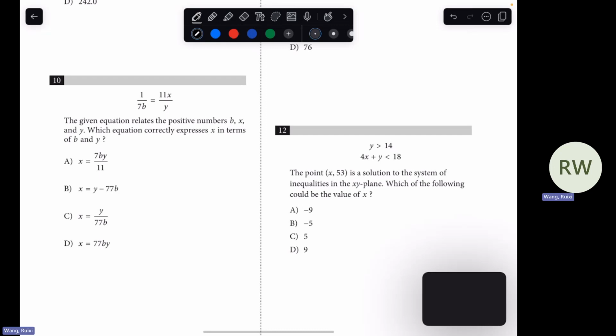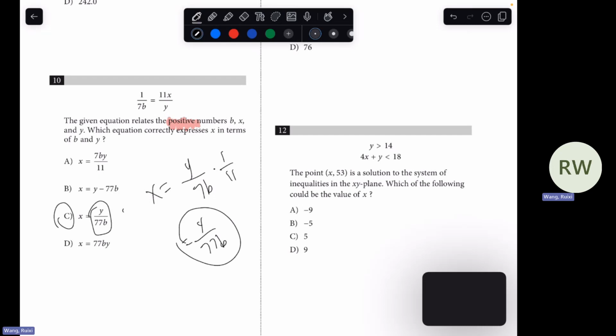The given equation relates b, x, y, and they are all positive, right? So this is important information. They're all positive numbers, which means you can correctly express x in terms of y. So because of this, you do some manipulation, moving things around, and you get... the 11 actually goes to the bottom. Right, x equals this, so it's y over 77b. Okay, so it's C.